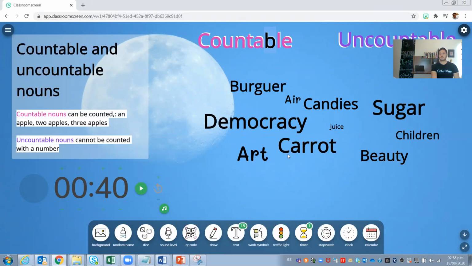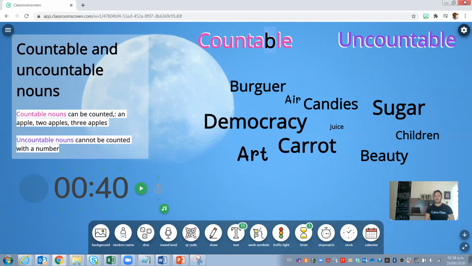Now, let's practice. Let's circle with pink those nouns that are countable, and let's circle with purple those nouns that are uncountable. And we have 40 seconds to do it. So let's do it.